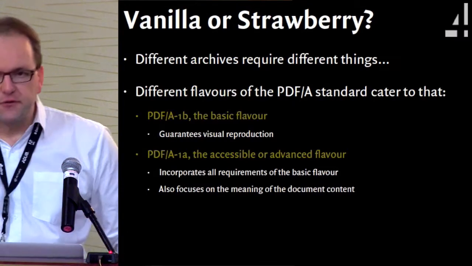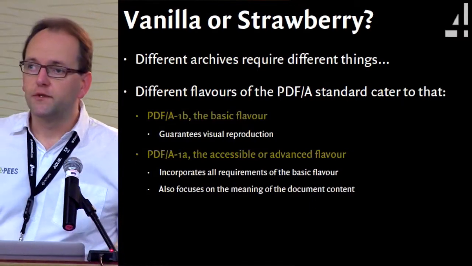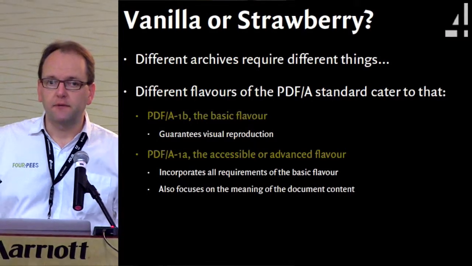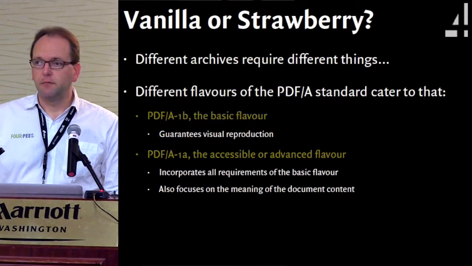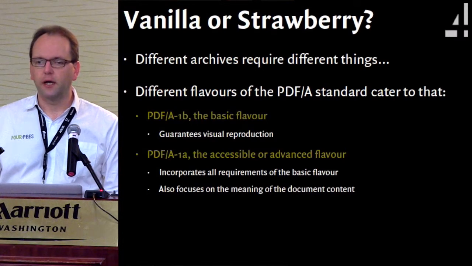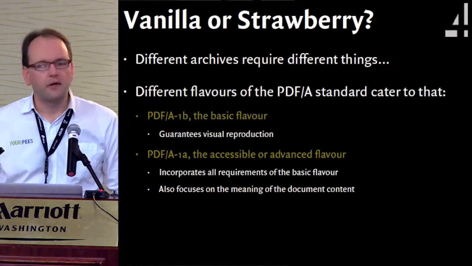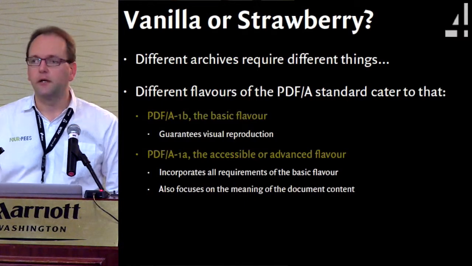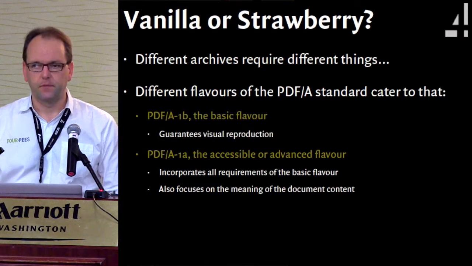Like I said, different archives require different things. And so when PDF A1 was created by the ISO, when the specification was written, they came up with two flavors, PDF A1B. It's difficult to pronounce, let me tell you, and that's part of the confusion. So you have the B flavor and you have the A flavor. The B flavor is the basic one. Just think of it like that.